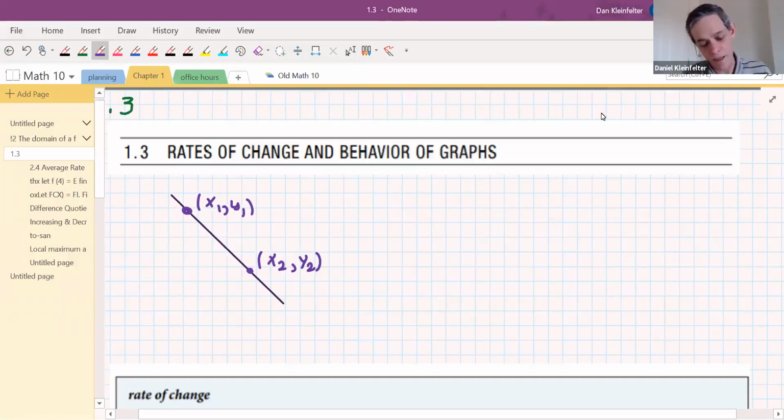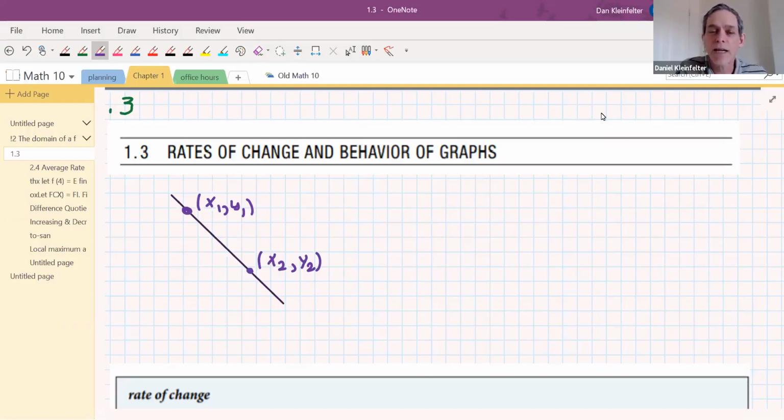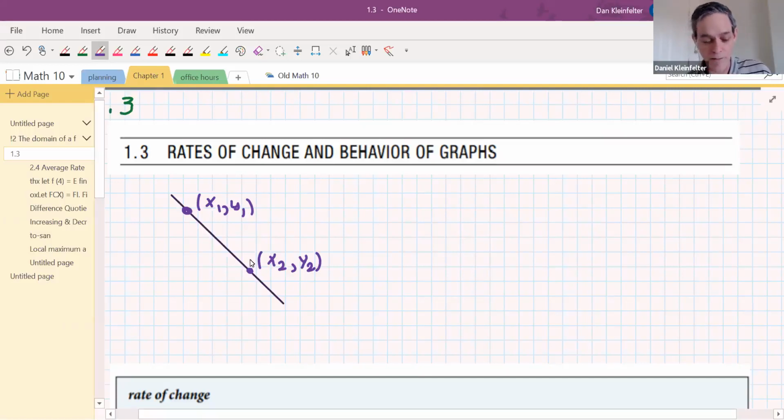Welcome back, everybody. In this section, we start looking at rates of change for functions, which is an idea that is related to the slope of a line, kind of, and then also looking at the behavior of graphs of functions. So we're going to start by looking at rate of change, which has to do with slope. To do that, we want to review slope just a little bit from your intermediate algebra studies.